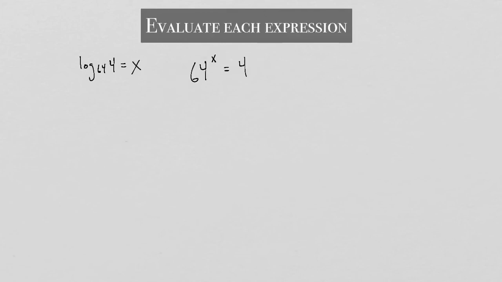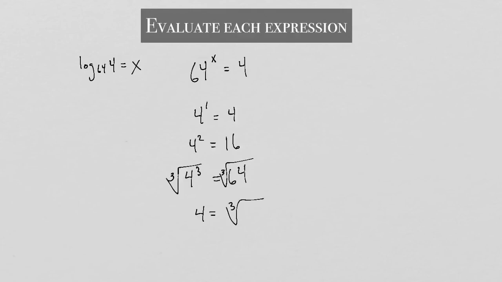Okay? So to do this, we're going to attack this number 4. I guess this is the best strategy to do. We're going to say 4 to the first power equals 4. 4 squared equals 16. 4 cubed equals 64. So then that means that the cube root of 4 cubed equals the cube root of 64, which means that 4 equals the cube root of 64. Or we could say 4 equals 64 raised to the 1/3 power.